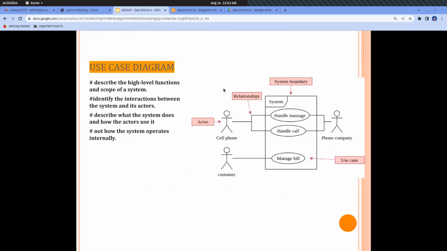Here you can see a simple use case diagram for a telephone company, a phone company. It describes the high-level function and scope of the system. In a use case diagram, first you have to draw the boundary of the system you are going to implement.